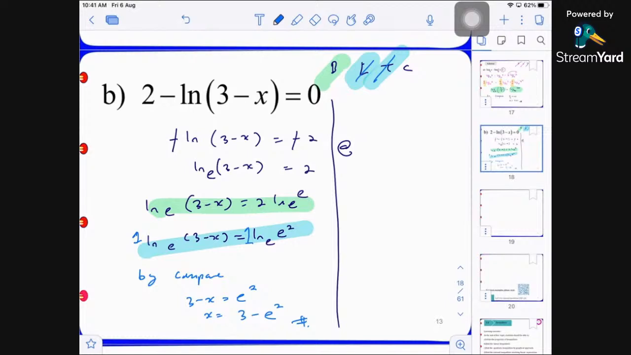Now, some people, they don't like this method. They say, sir, I do like this. 3 minus x equals to 2. They change this to index form. They say 3 minus x equals to e power of 2. Okay, sorry, 3, yeah? So x equals to 3 minus e power of 2. I agree, this is shorter right now.